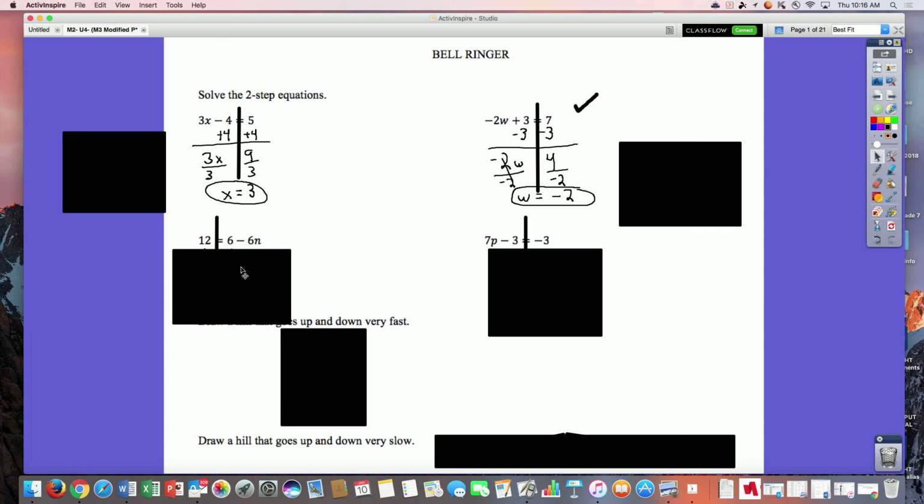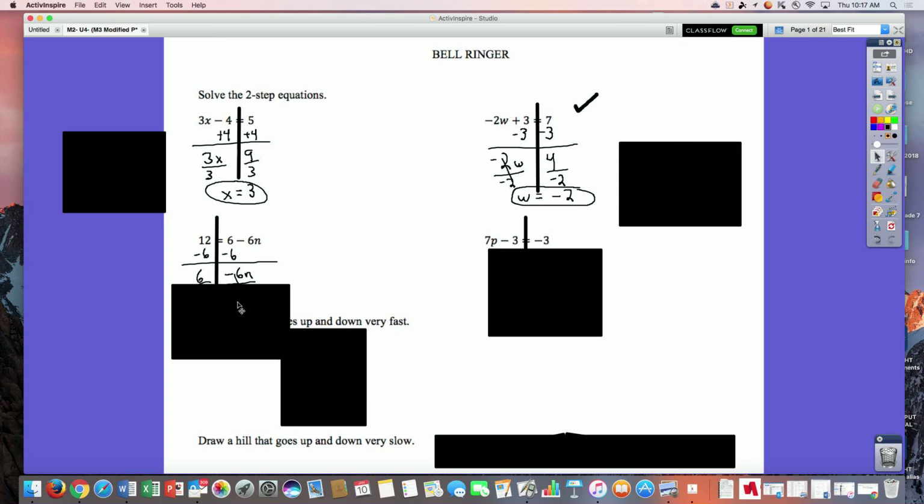All right, let's go to this one. What's the opposite of positive 6? You guessed it, negative 6. Subtract 6 from both sides. This wipes this out. I'm just left with negative 6. Remember, this negative has to stay with this term. This negative 6n right here must stay with that term. 12 minus 6 is 6. So I'm left with 6 and negative 6n on this side.